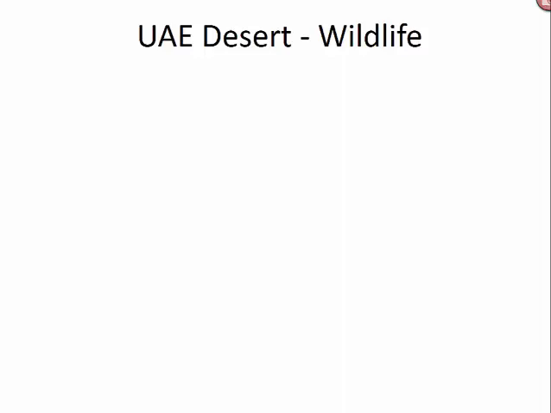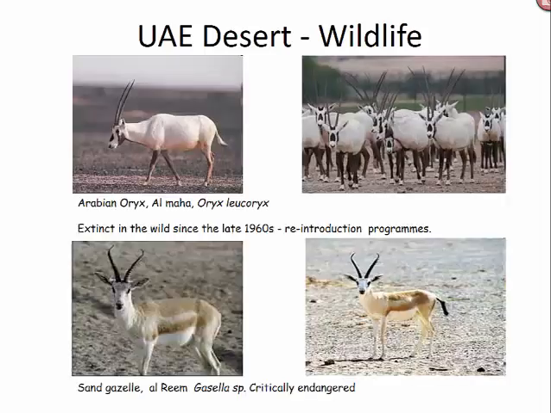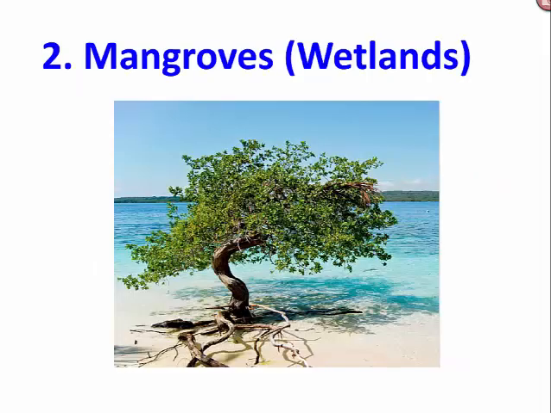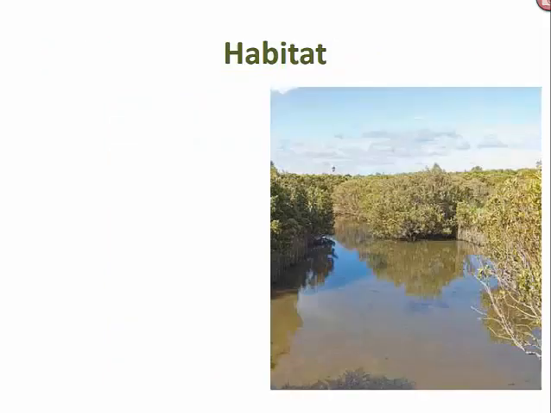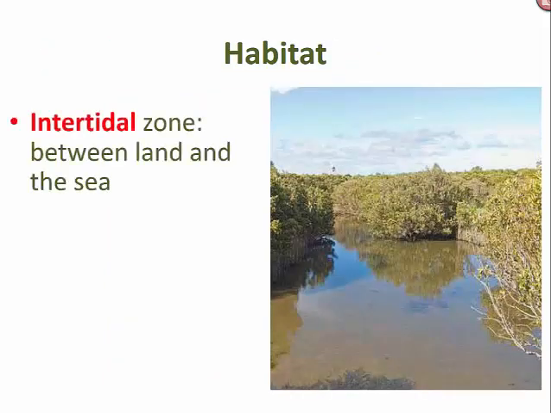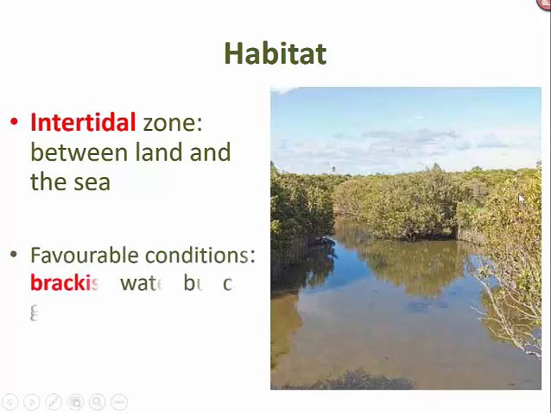In the desert, there is the wildlife, and you will be familiar with these animals as you live here. Next, let's look at the mangroves as part of the wetlands. The habitat of the mangroves is very distinct. It's intertidal. So we talked about the tides coming in and going out. So this is the area between the land and the sea.